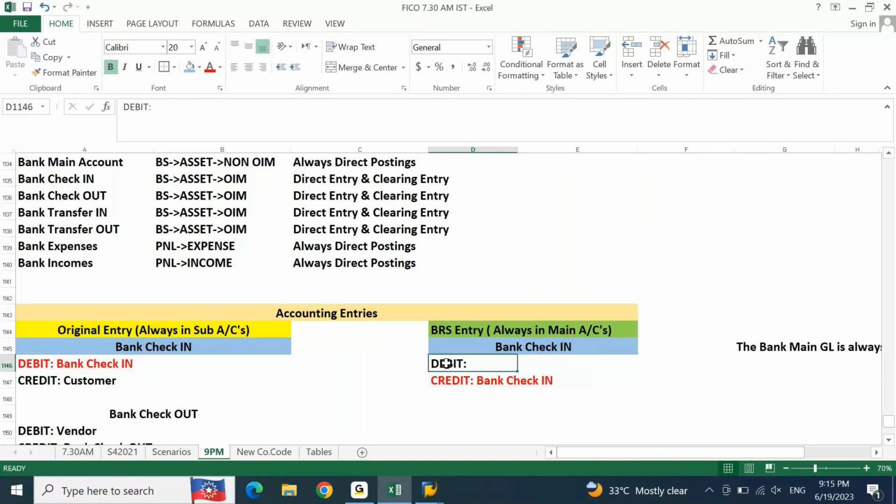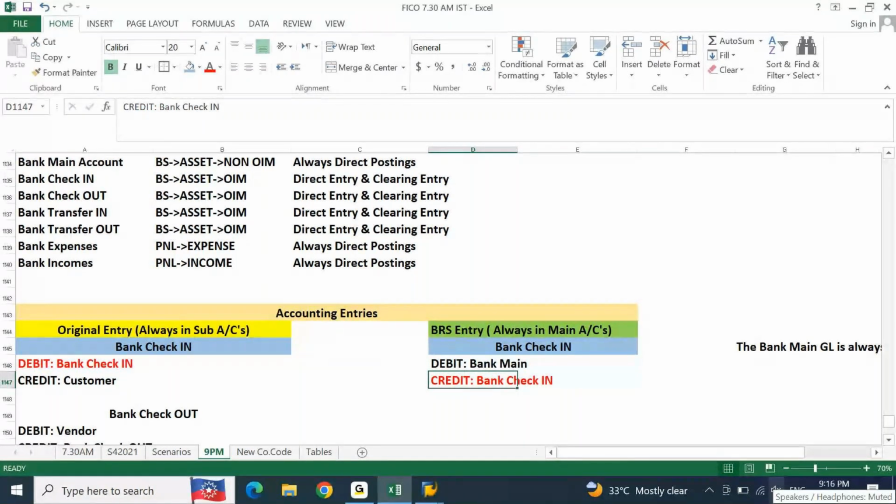Now always remember, your BRS entry is always in main account. Either the debit side or the credit side is always bank main account in your BRS entry. It is not called a BRS entry if there is no bank main account. If I am not using bank main account, I don't call it a BRS entry. Now to call it a BRS entry, which account is mandatory? Main bank. Bank main account is mandatory. I'll put bank main. Bank main account debit, bank check incoming account credit.